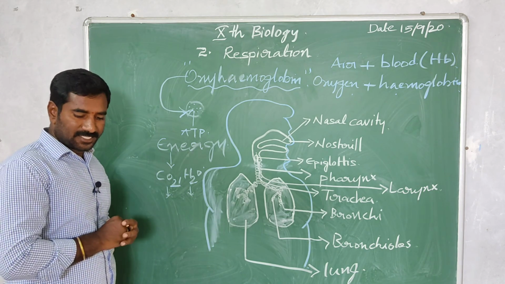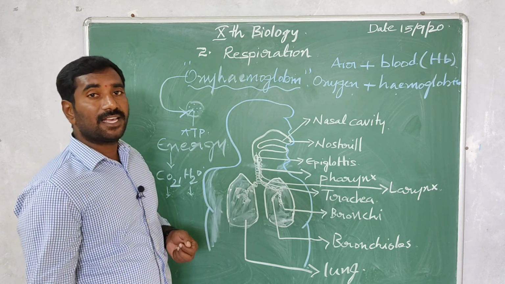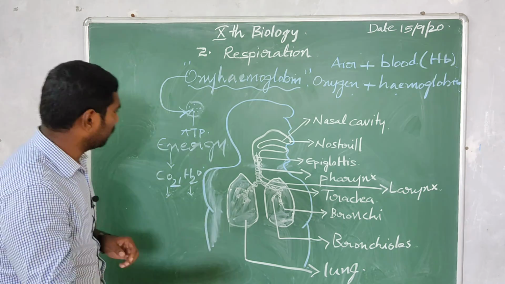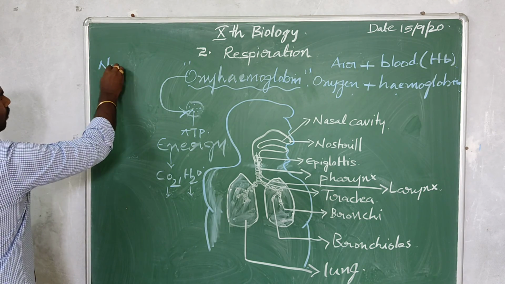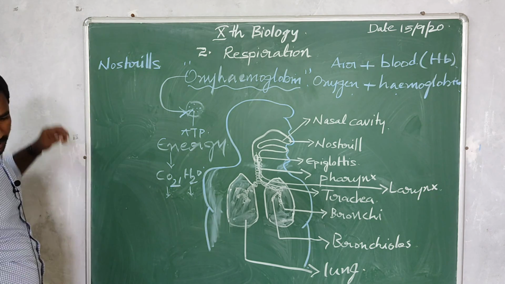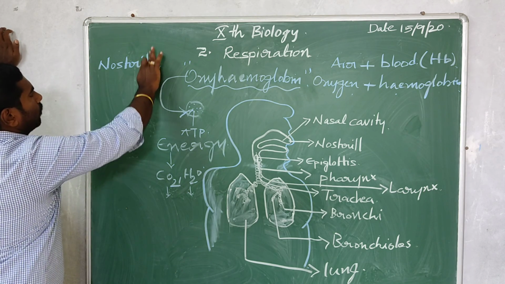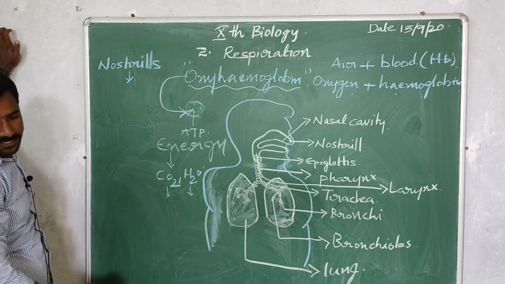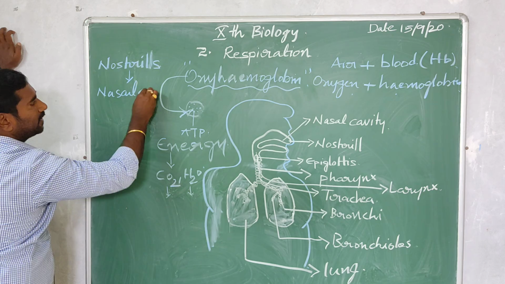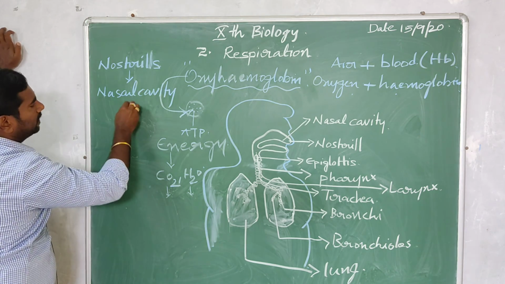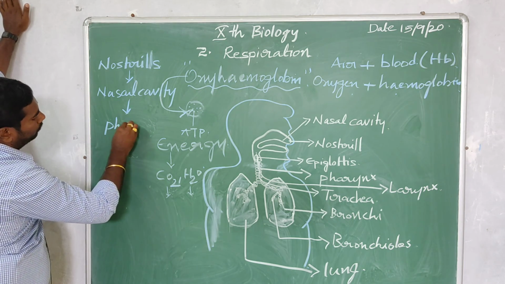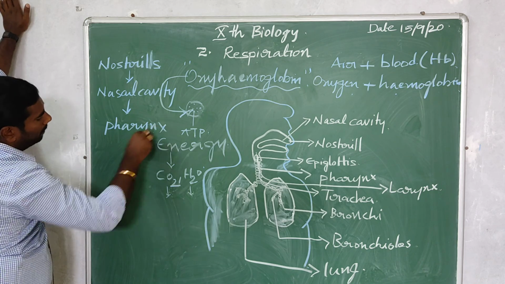Now we have to discuss the steps involved in respiration. First, air comes to the nostrils. After the nostrils it reaches the nasal cavity. I will explain a very interesting topic. From the nasal cavity, air comes to the pharynx.